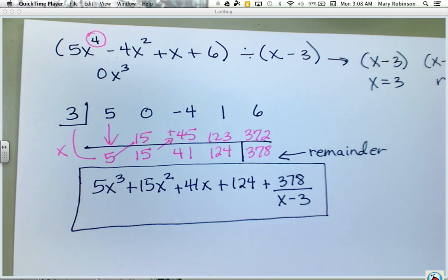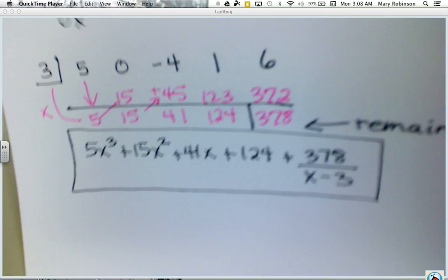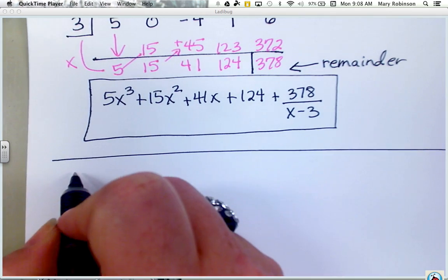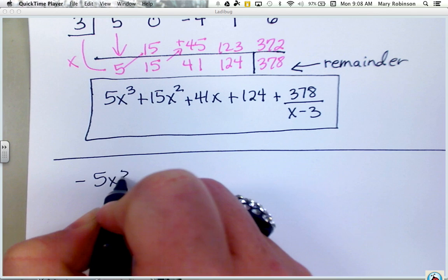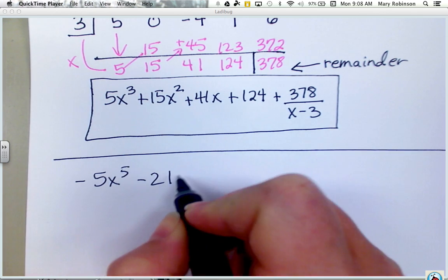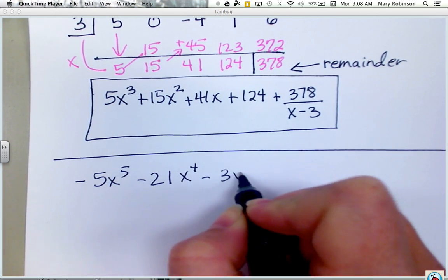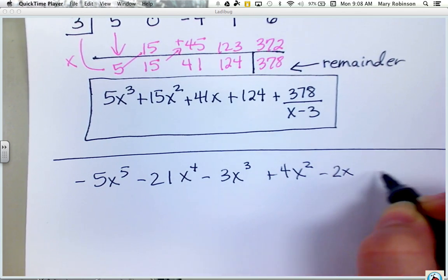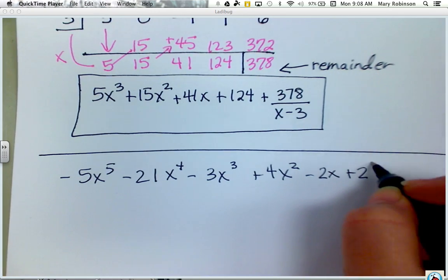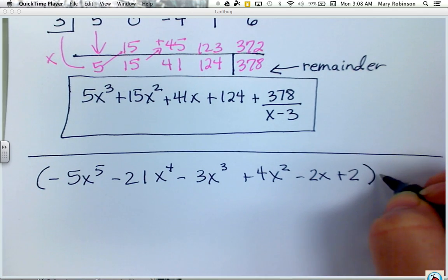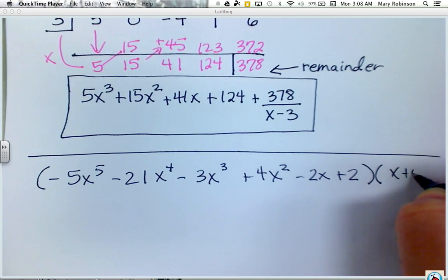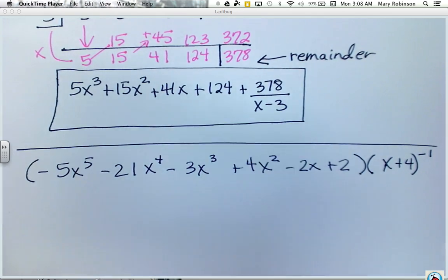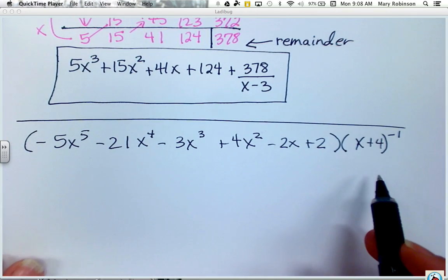All right, and we're going to do the next one from the PowerPoint slide if you look at the PowerPoint. So for our next example, we have negative 5x to the 5th power minus 21x to the 4th minus 3x cubed plus 4x squared minus 2x plus 2. And all that I'm going to write as multiplied by x plus 4 to the negative 1. So recall that x plus 4 to the negative 1 again means division.